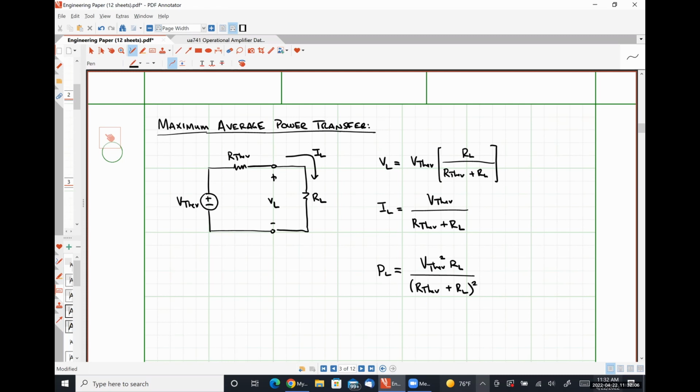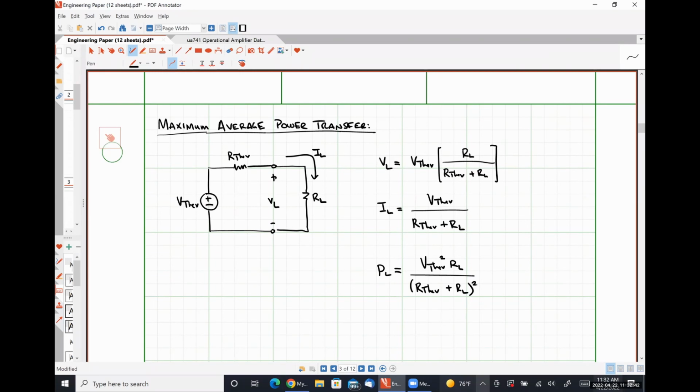Now, in circuits 1, we took this expression and we maximized. What I mean by that is this is fairly obviously a quadratic equation in terms of the quantity RL. So there will be a distinct value or values of RL that will give us when maximum power transfer occurs.